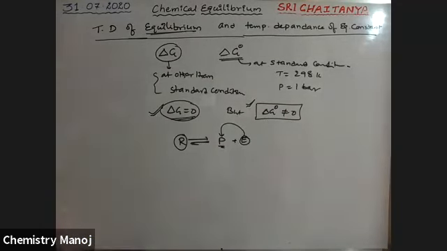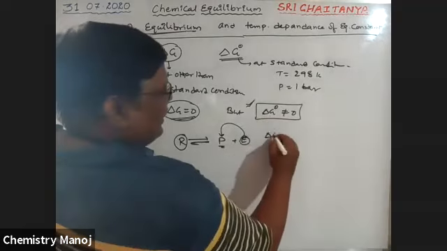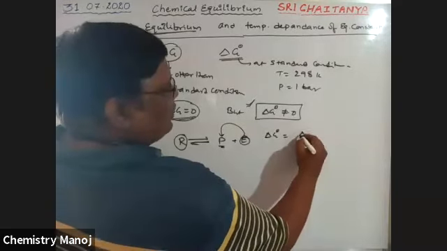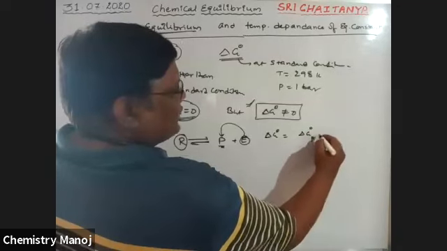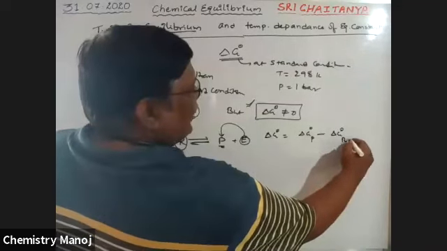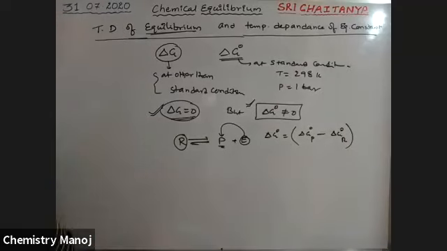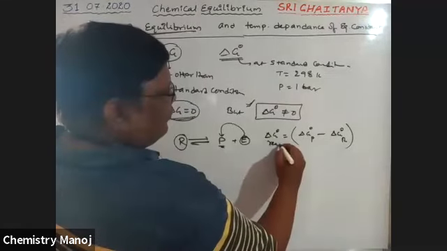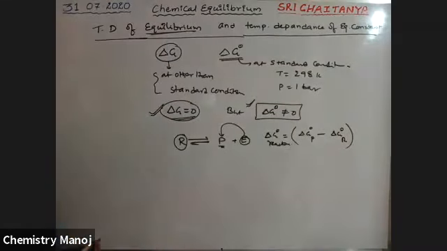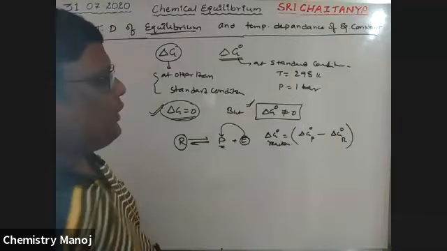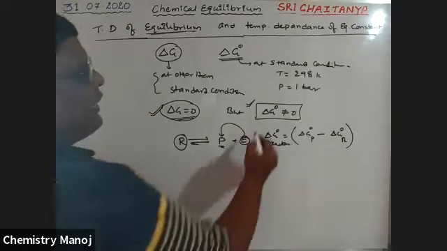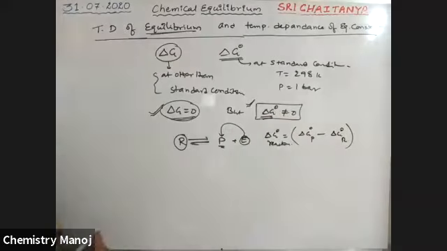Okay. So now how to calculate delta G naught? Delta G naught of the reaction is equal to delta G naught of products minus delta G naught of reactants. Those values are given to you. It is for the reaction. So by using that, you should calculate delta G naught.